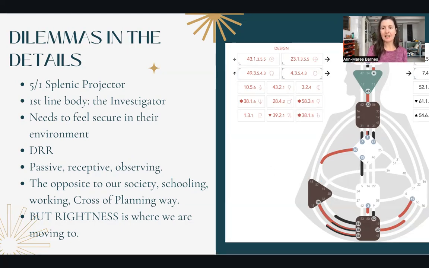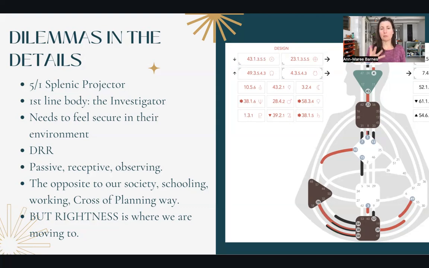This is a DRR, a design right. So both arrows are facing right in the design variable. It's beautiful because there is at least a sense of synchronicity here, that the brain and the body are oriented the same way, but it's not easy to be right. So this is a passive, receptive, observing kind of human being. And yes, it's also a projector.